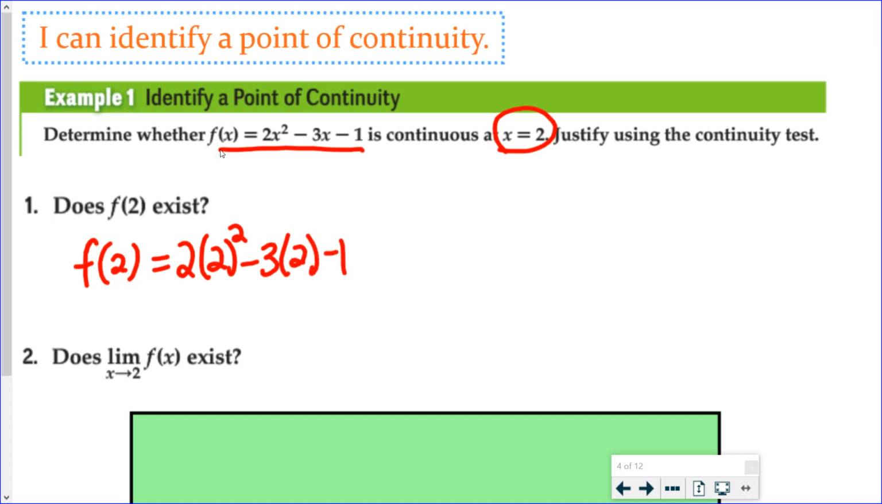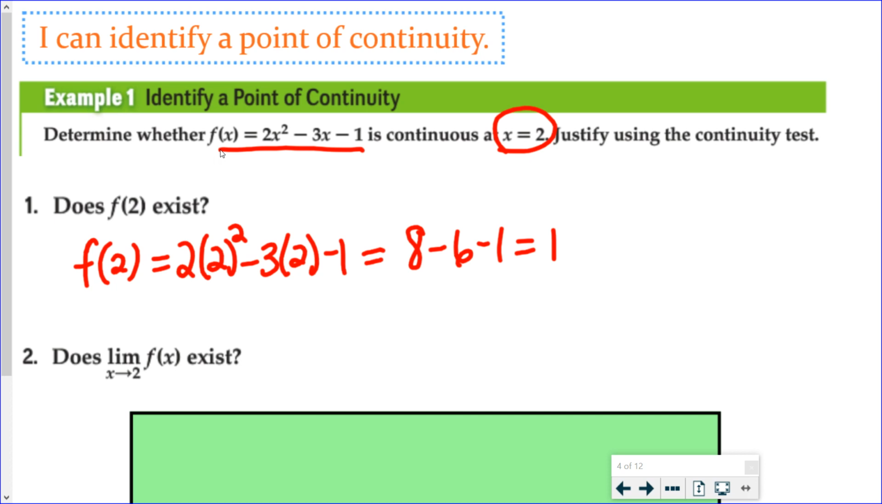In other words, it can't make the denominator of a fraction 0, or it can't leave a negative number underneath the square root sign. So here we've got 2 times 2 squared, which would be 8. Negative 3 times 2 is negative 6, minus 1. So 8 minus 6 is 2, minus 1 is 1. So f of 2 exists, and its value is 1.